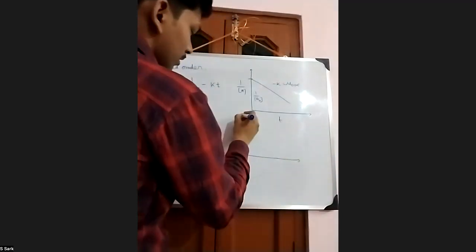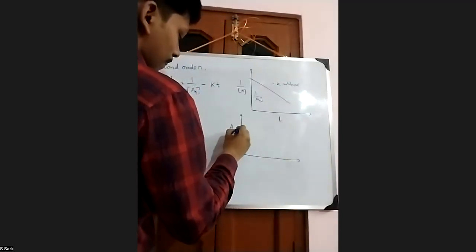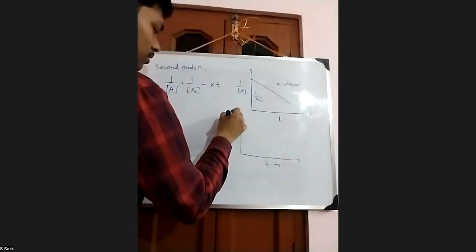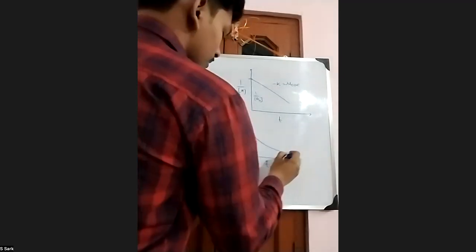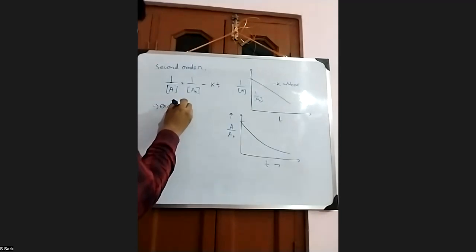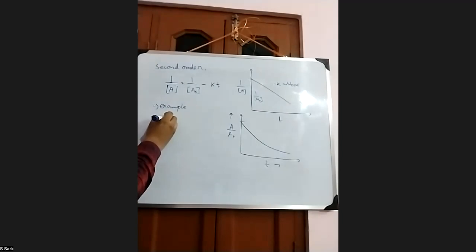And an example for a second order reaction will be the opposite reaction of HI decomposition. So H2 plus I2 equals 2HI. This is the example for a second order reaction, and this is the concentration versus time graph for a second order reaction.